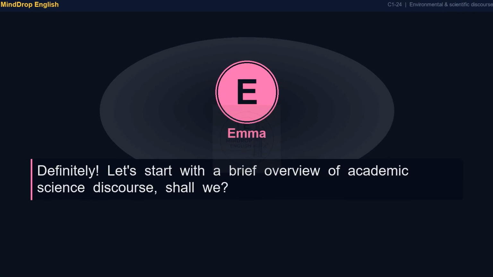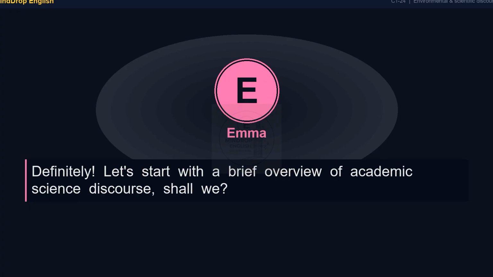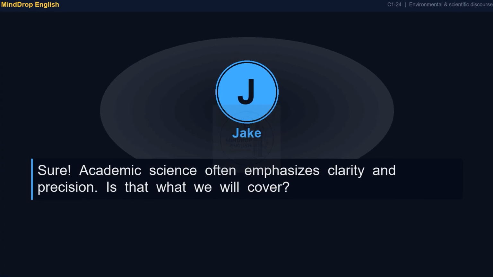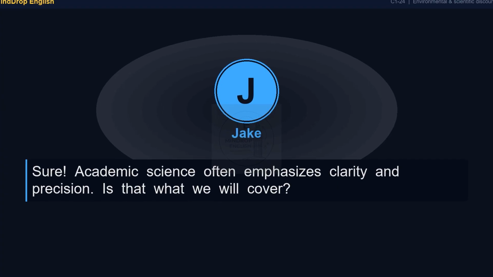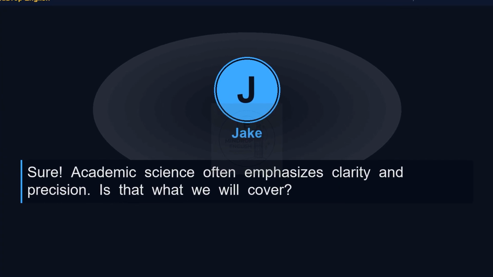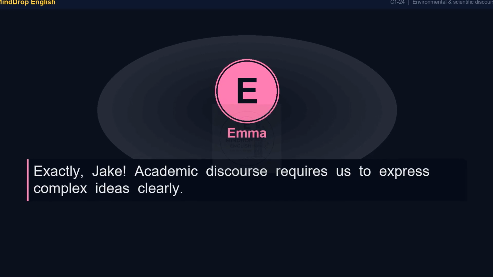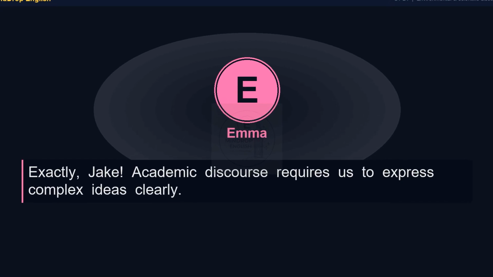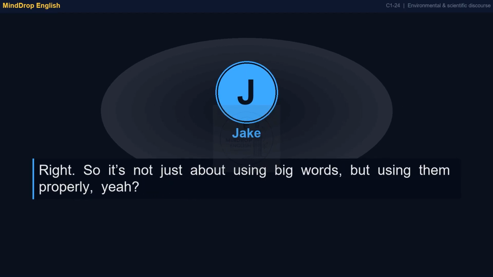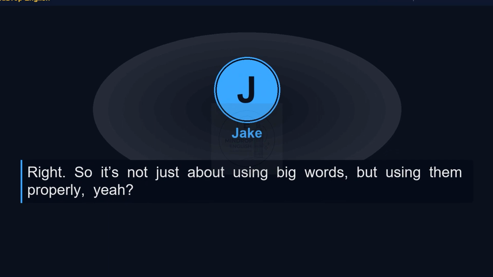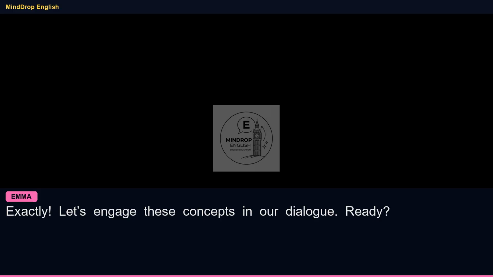Definitely. Let's start with a brief overview of academic science discourse, shall we? Sure. Academic science often emphasizes clarity and precision. Is that what we will cover? Exactly, Jake. Academic discourse requires us to express complex ideas clearly. Right. So it's not just about using big words, but using them properly, yeah? Exactly. Let's engage these concepts in our dialogue.